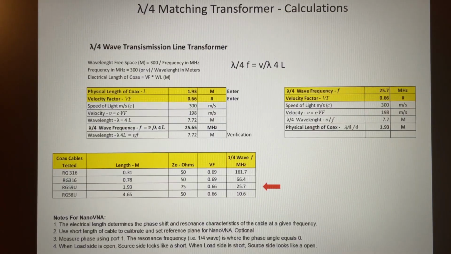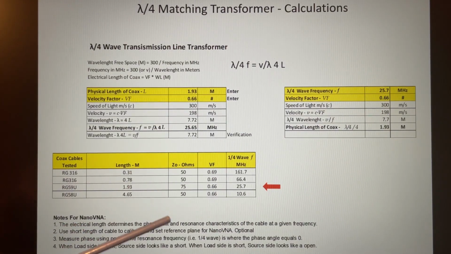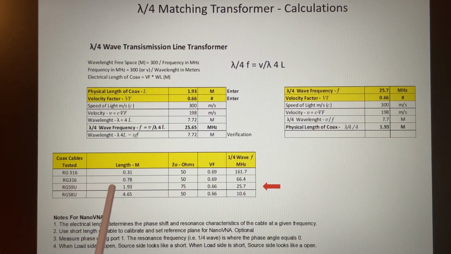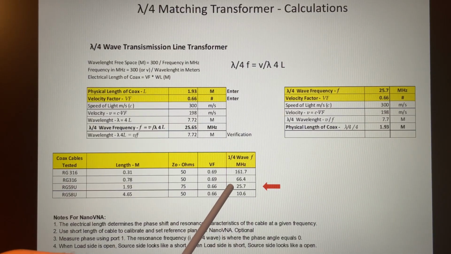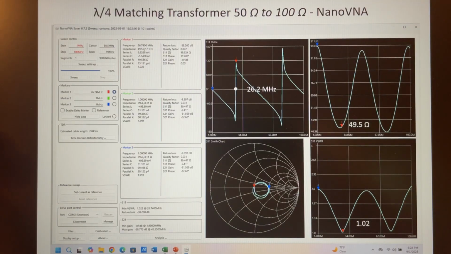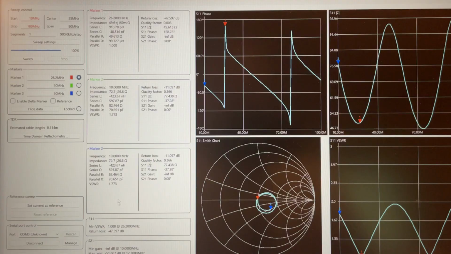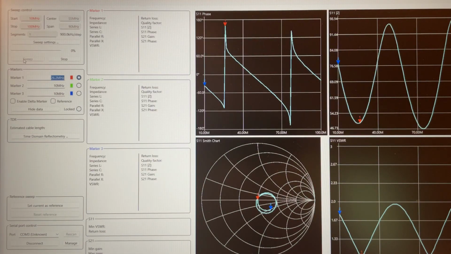So let's take a look at how that looks. Again, here's the calculation in the spreadsheet. It's exactly what we just did, and we're using 1.93 as our length, and the calculated quarter wave frequency, as shown here, is 25.7. So let's go ahead and look at that a little closer. Okay, here's what it looks like on the NanoVNA, and we'll go ahead and just scan this real time. So let me exit out of this and go to the NanoVNA, and let's go ahead and sweep this.